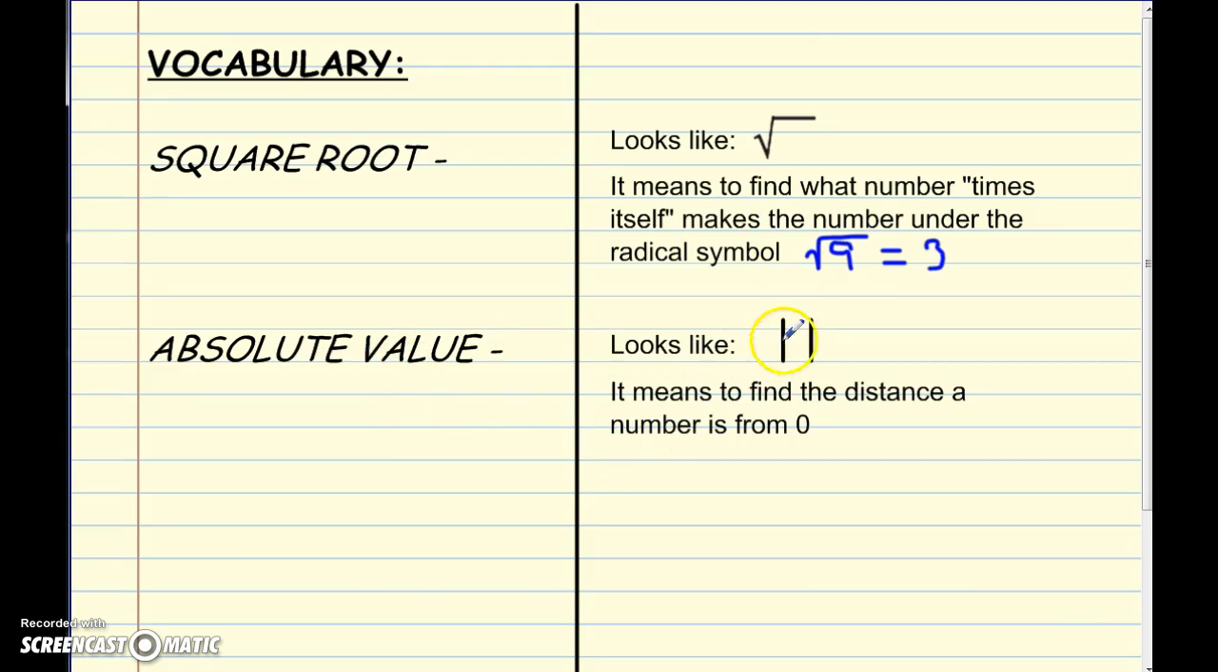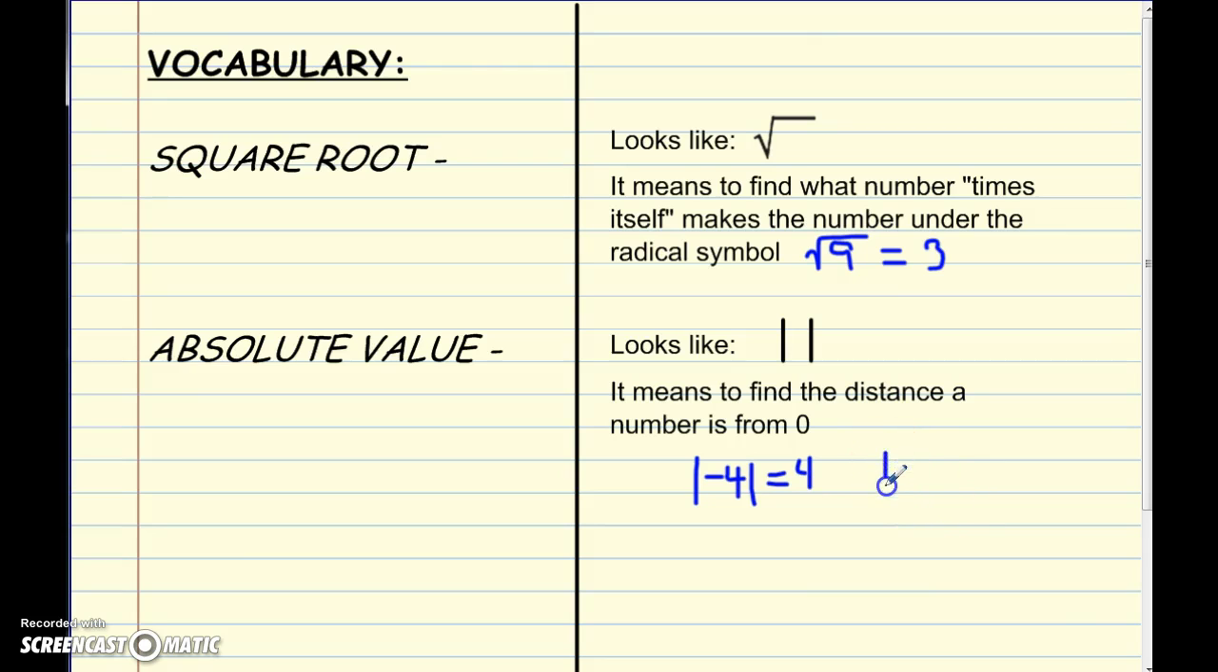Absolute value looks like an equal sign turned up on its end, and absolute value talks about the distance a number is from 0. So if we had the absolute value symbol and the number -4, imagine that you were standing on a 0 on a number line, and I asked you how many steps it would take to get to 0 from -4. You would tell me 4 steps. So the absolute value of -4 is 4.